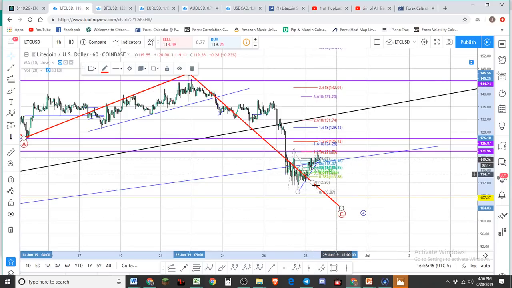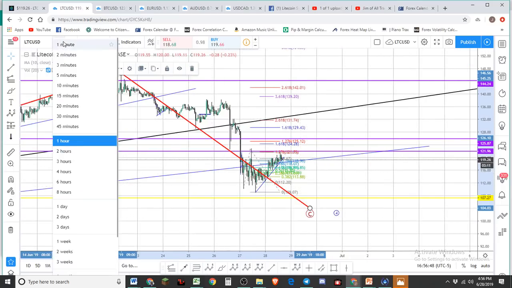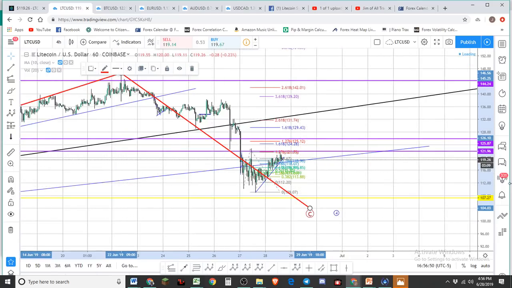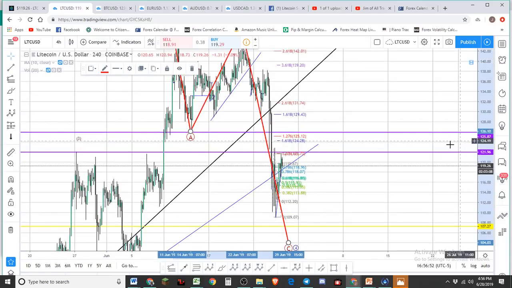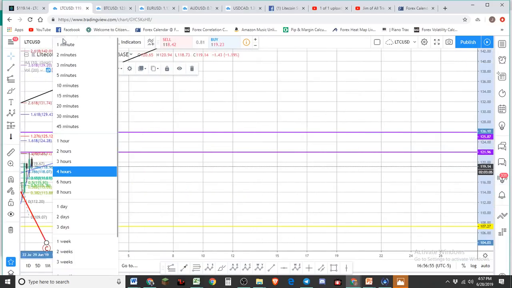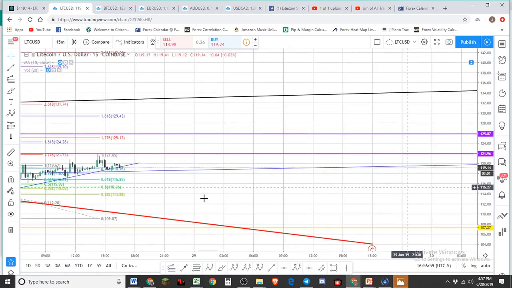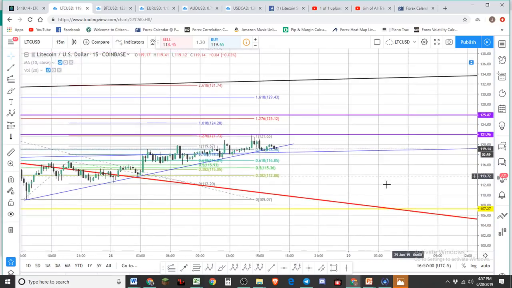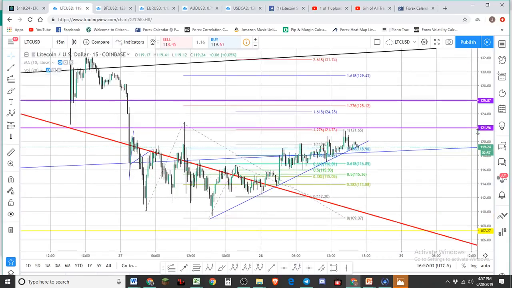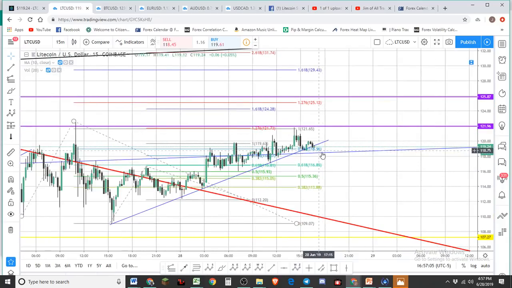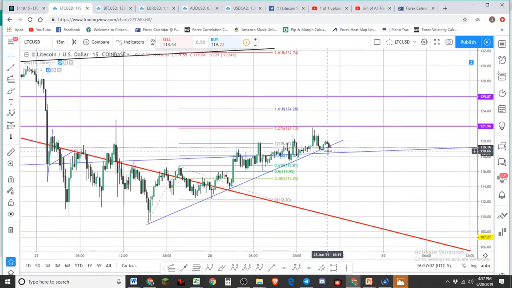So what are we looking at? If this is corrective, this is what we need to be looking for. Let me go back out to the 15 minutes. There we go. All right, so here's what we do. I've got 2 sets of fibs here, okay? Let me show you why I have 2 sets, and let me show you what they are.